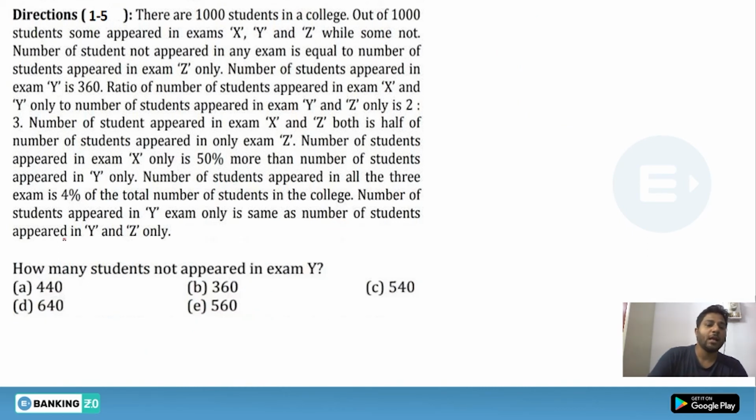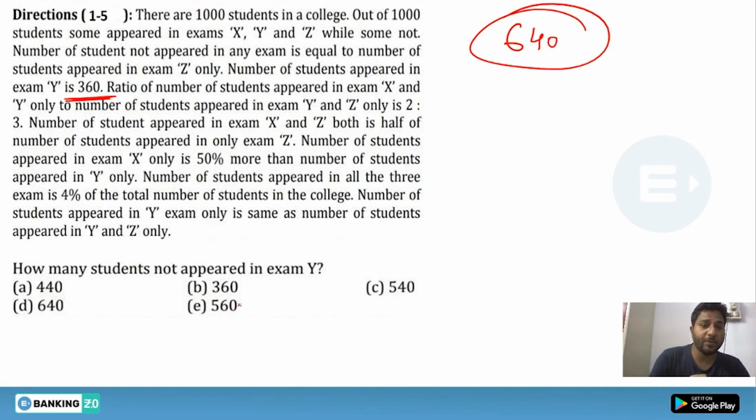Let's go ahead. How many students did not appear in Y? It is clearly said that 360 students appeared in Y. That means 640 should not have appeared. That means your answer is clear. So we have to find out the not appeared data.